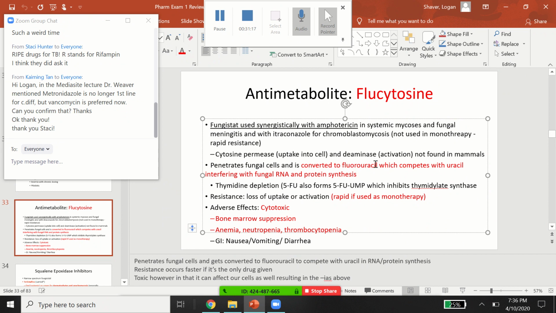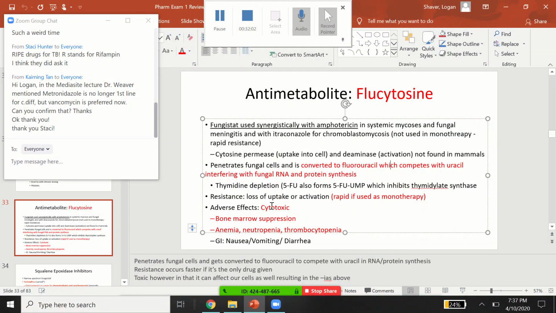So if it's converted to fluorouracil, that fluorouracil is able to compete with your traditional uracil, and therefore it's able to mess with the RNA synthesis. And since it messes with RNA synthesis, it could mess specifically with mRNA, right? And if it messes with mRNA, then you're basically messing with protein synthesis, indirectly. So altogether, it just shuts everything down for the fungus. Resistance-wise, it can be rapid if you're using it as monotherapy. So more than likely, you wouldn't be using this drug alone. You'd be using it with something else.